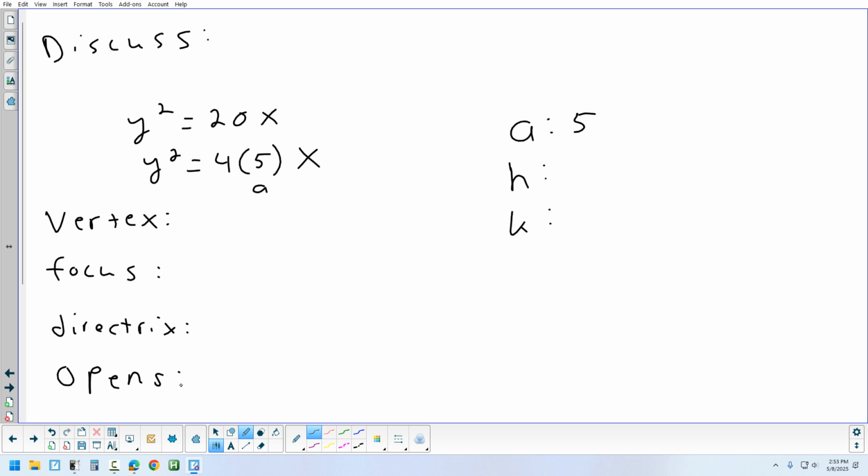I'm sorry, a is the distance between the vertex and the focus. I said that wrong. A is the distance between the vertex and the focus.